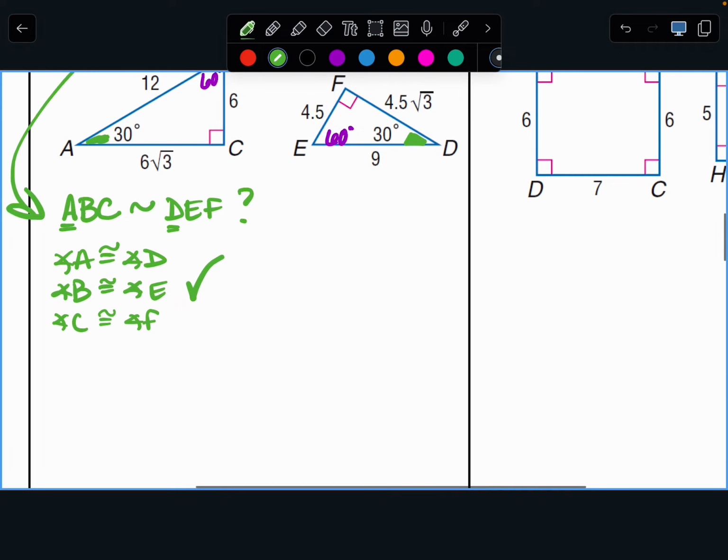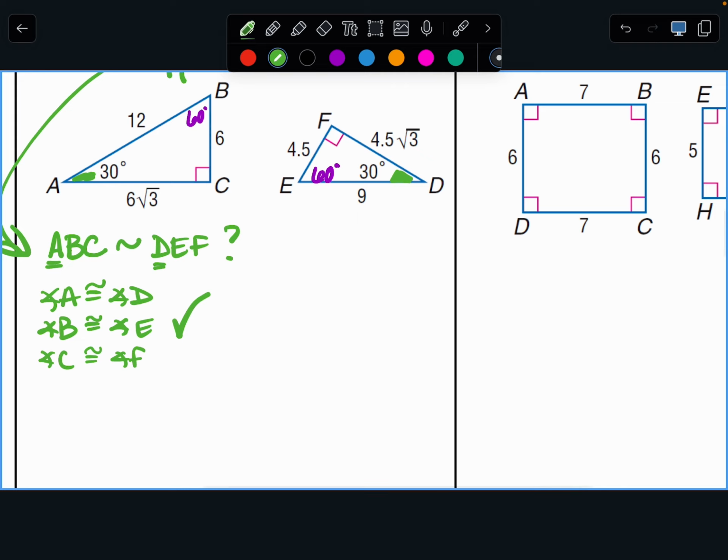So I'm going to look at AB compared to DE.